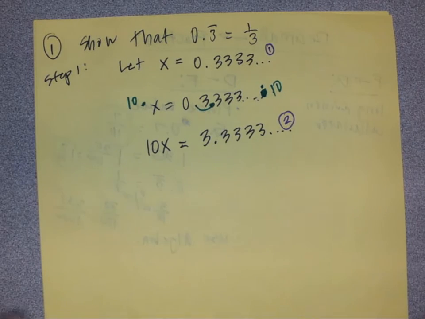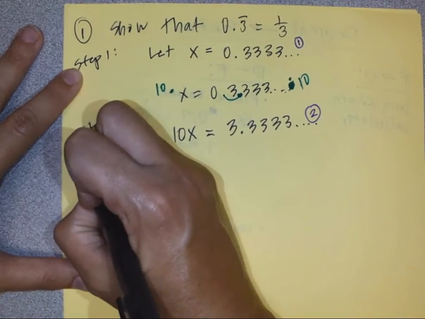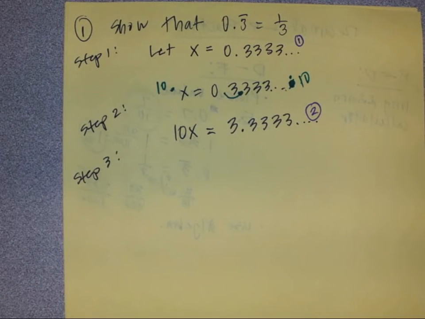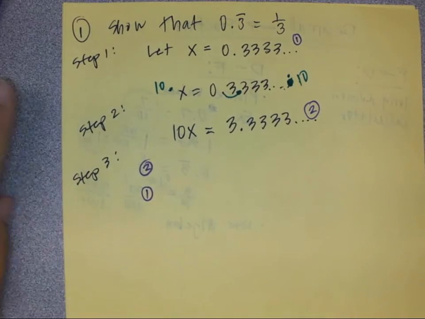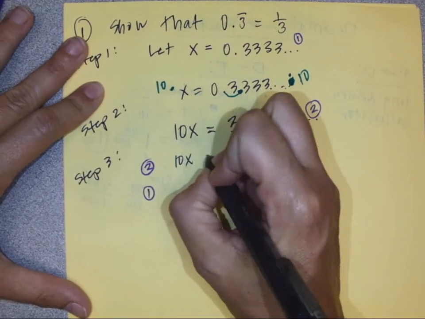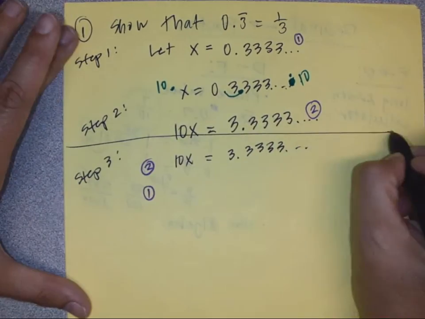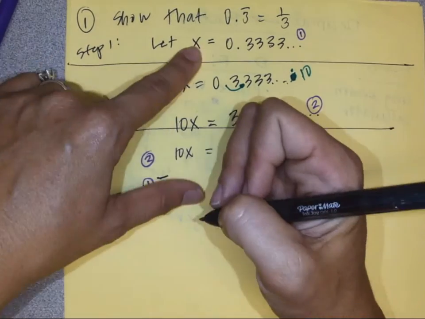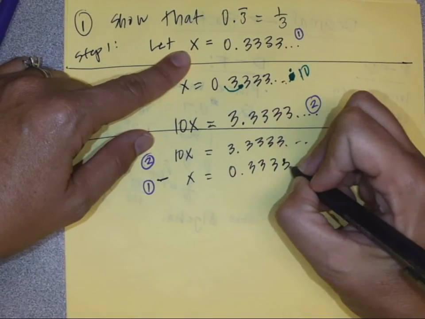So now, step 3, so that was step 2. Now, step 3, I want to use elimination to work with the system of equations to eliminate your decimal. So this is equation 2 minus equation 1. Equation number 2 is this, 10x equals 3.333, repeating. Let me go ahead and put a line so you can kind of see the difference between the steps. And then I want to subtract equation 1. X equals 0.3333, so on and so forth.